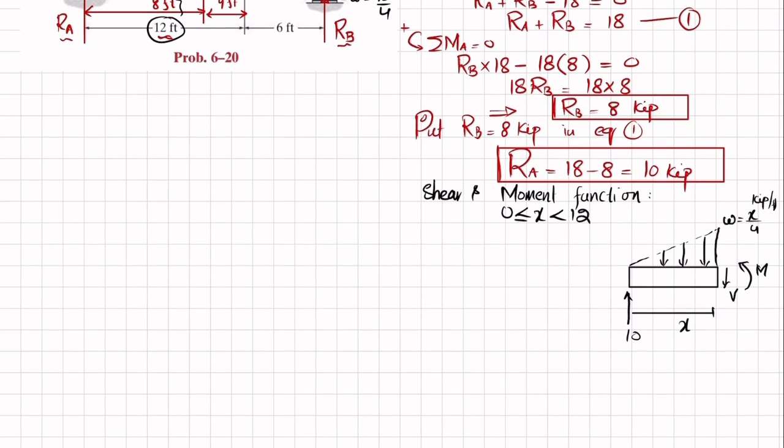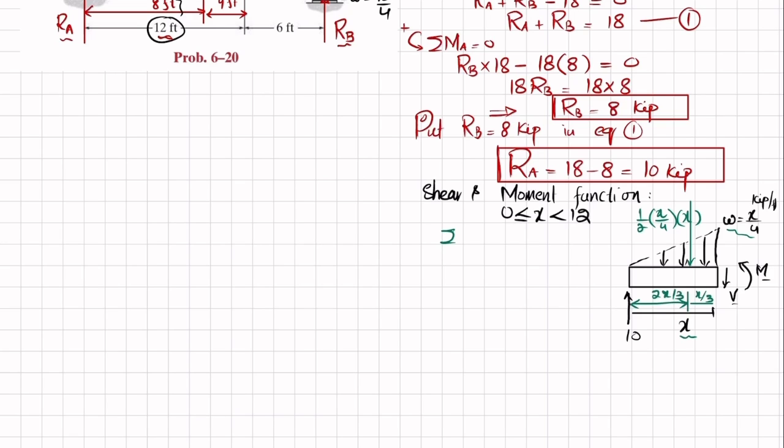Okay, now we will find this M and V by using the equations of equilibrium. If you convert this triangular load into a point load, it will be equal to 1 over 2 times the magnitude, which is x by 4, times the length over which it acts, that is x. It will act at a distance of x by 3 from this side, and the remaining will be 2x by 3.